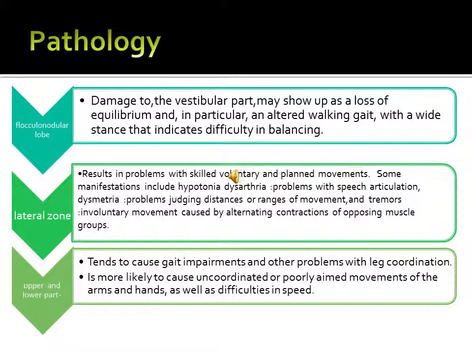Some manifestations include hypotonia, dysarthria, that is, problems with speech articulation, dysmetria, which is problems with judging distances or range of movement, and tremors, which are involuntary movements caused by alternating contraction of opposite muscle groups. The upper and lower part tends to cause gait impairment and other problems with leg coordination. It is more likely to cause uncoordinated or poorly aimed movements in the arms and hands, as well as difficulty in speech.